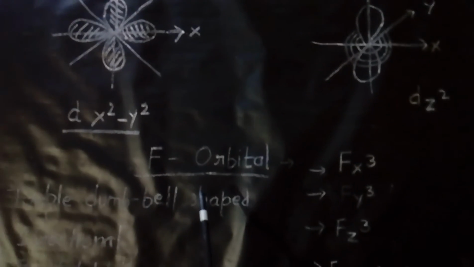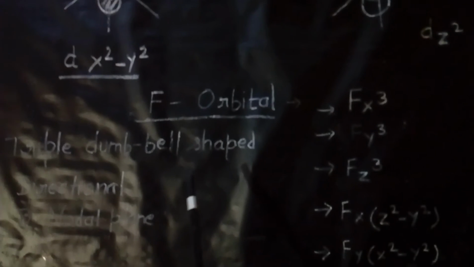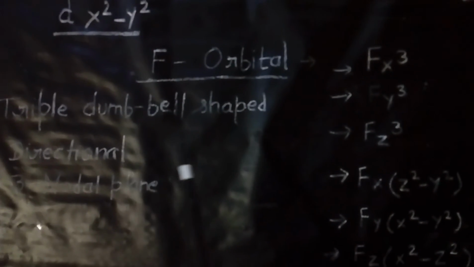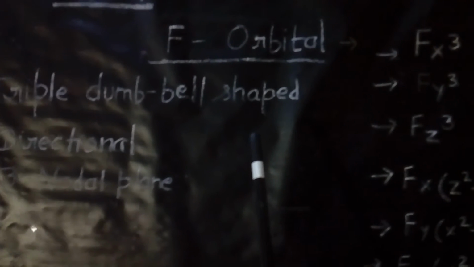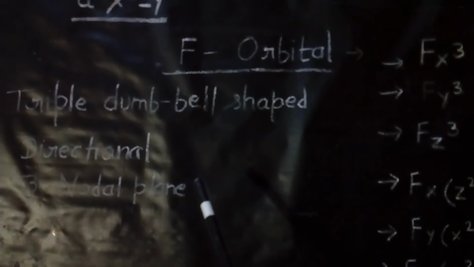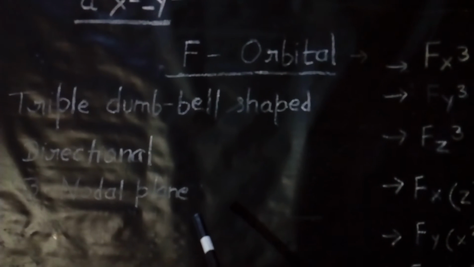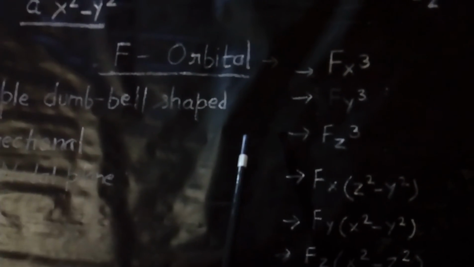Now we come to f orbital. F orbital is triple dumbbell shaped. It means it possesses 6 lobes. It is directional and it has 3 nodal planes. These f orbitals are 7 and their shapes are very complicated.